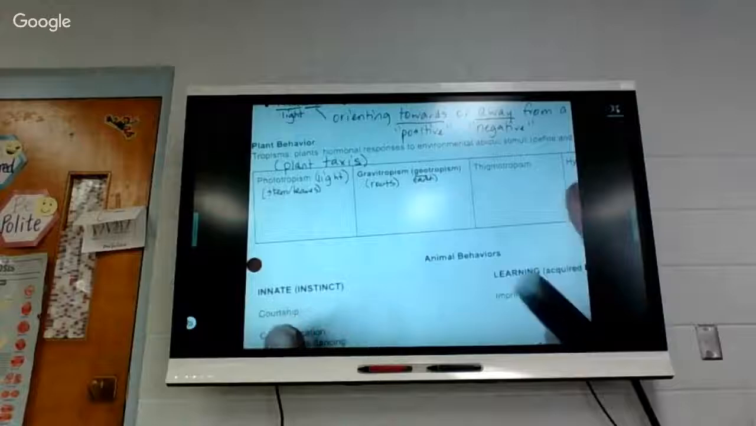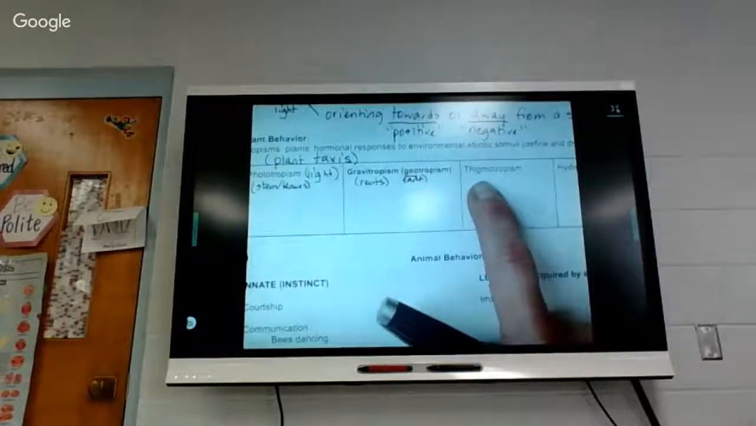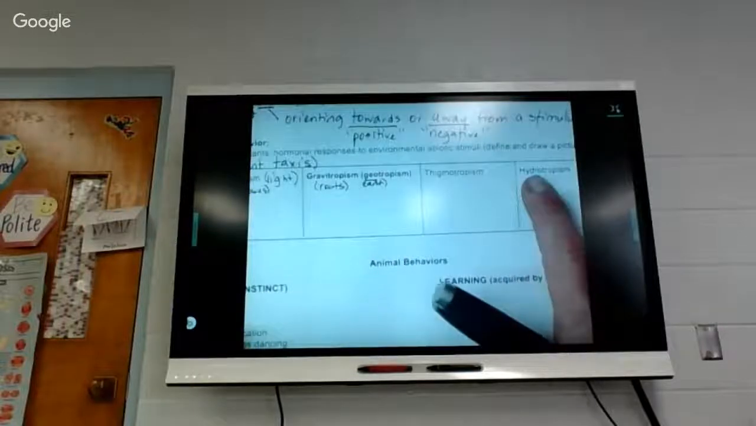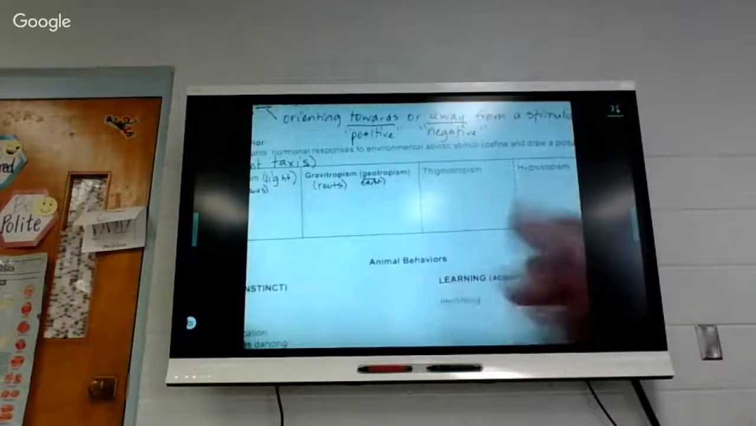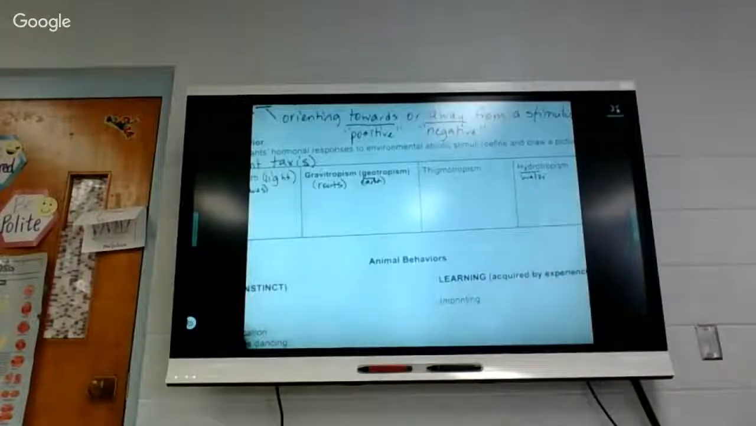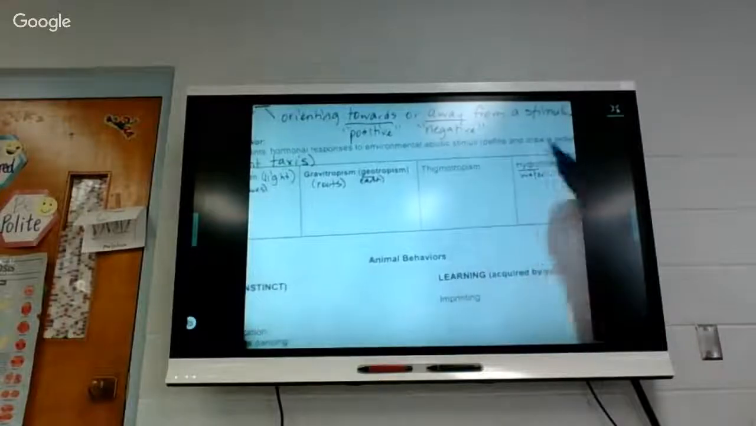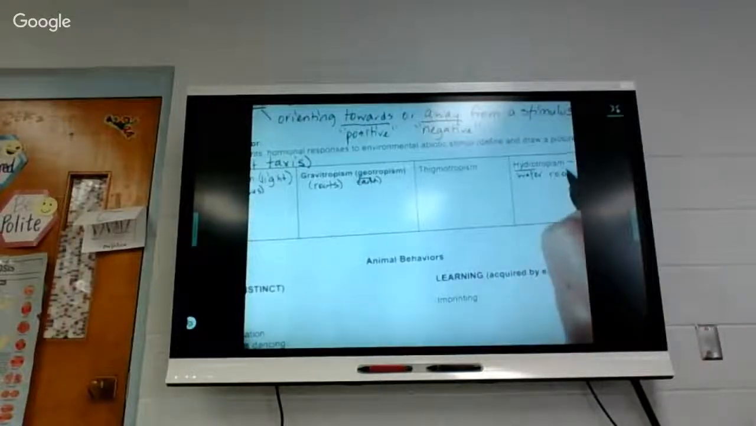All right, you're going to see a diagram. I want you to tell me what you see. And then hydro, what does hydro mean? Water. So again, where's the water going to be for a plant? It's going to be down by the roots. So this is again going to be the roots growing down towards water.